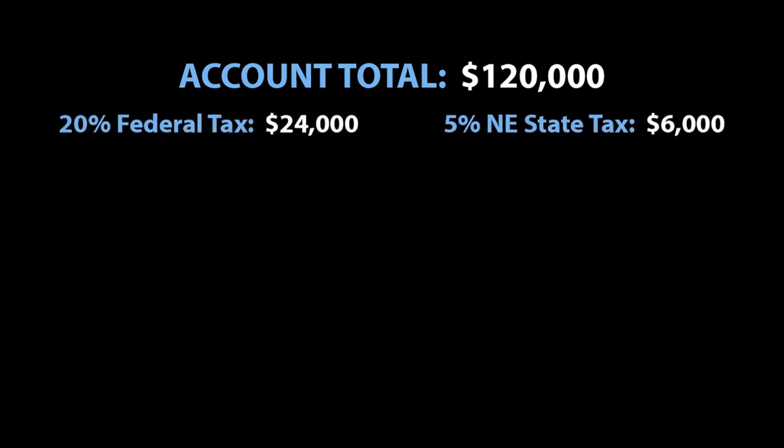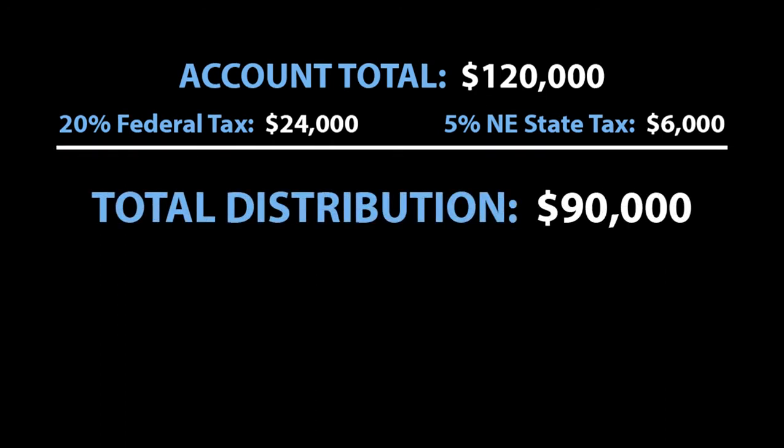Let's walk through a quick example of taking a full refund. Say you are a Nebraska resident with a total of $120,000 in your school retirement account. When you take your full refund, NPERS will withhold 20% or $24,000 of that account total to cover the federal income tax, and 5% or $6,000 to cover the Nebraska state income tax. That will leave you with a total distribution of $90,000.